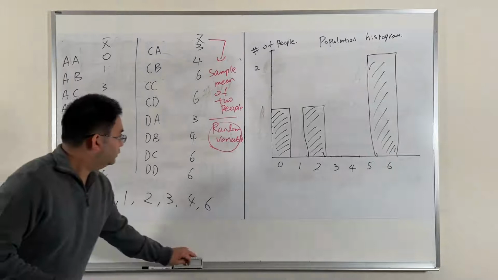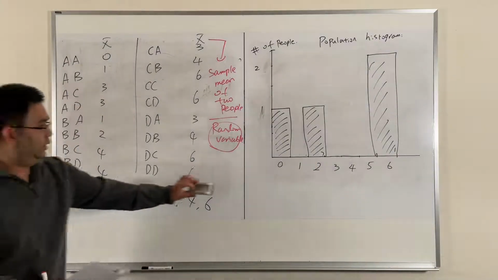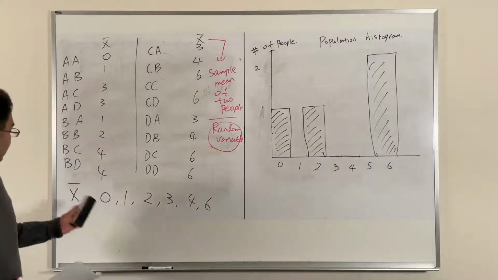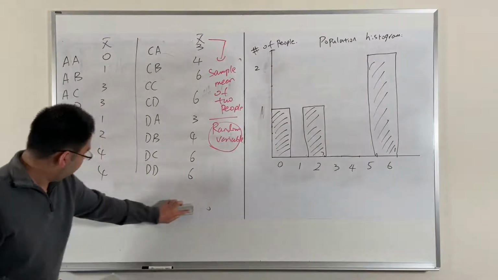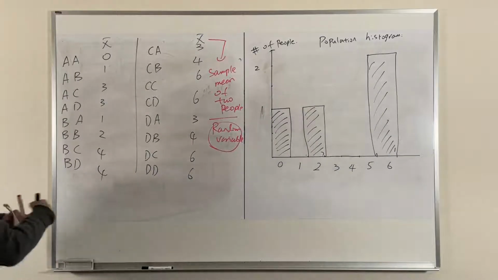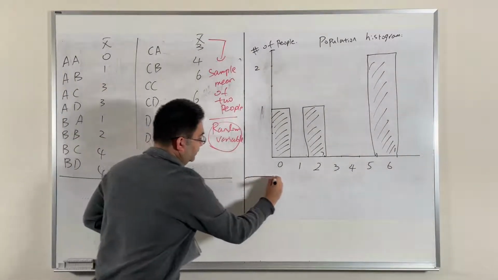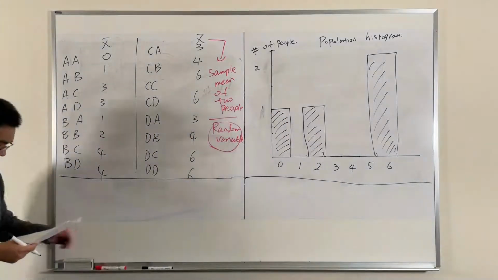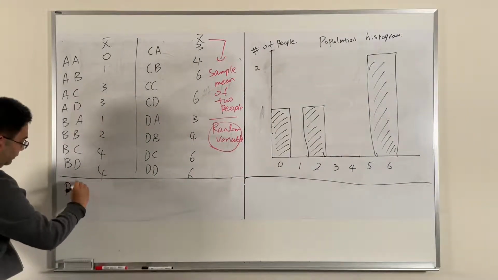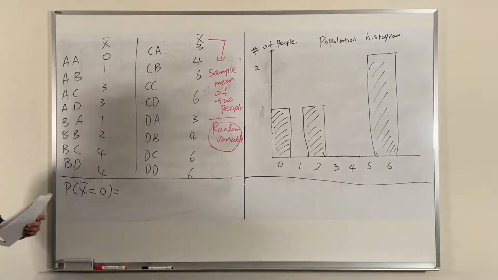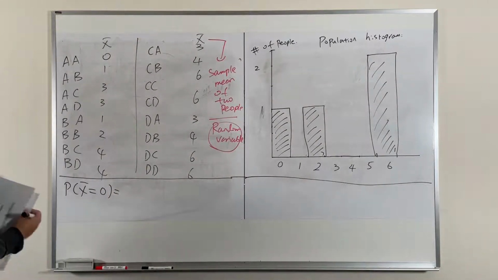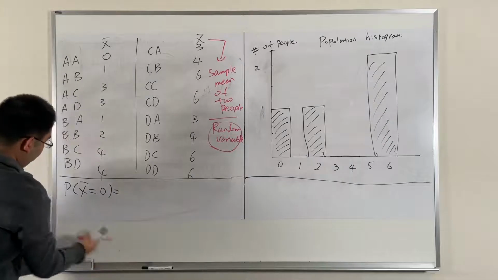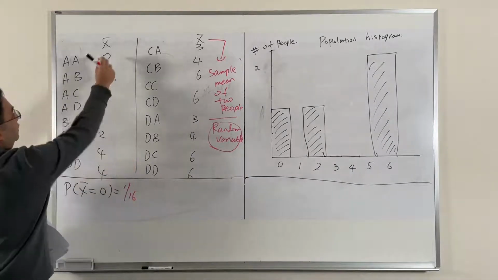So I'll use the space here and here to write out the probability of each single possible outcome. The reason is I want to keep the histogram here. So what's the probability of getting an x bar equal to 0? There are 16 possible outcomes, and one of them is 0. So this one is 1/16, right? It's only this one here.